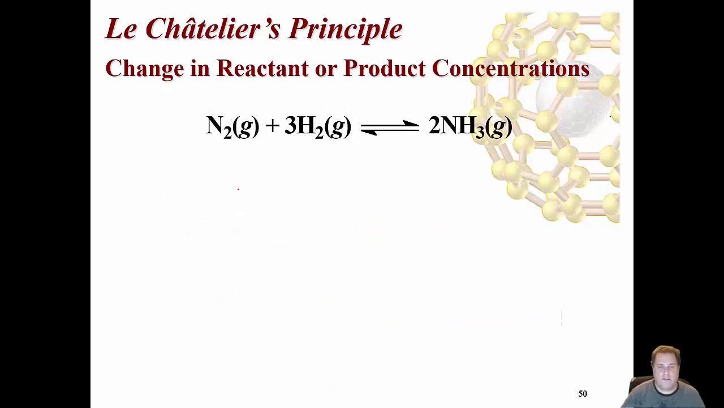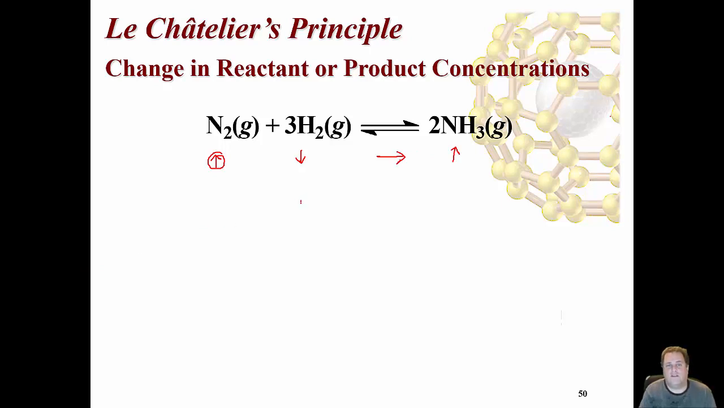Okay, so let's just look at each of these scenarios one by one. If we add N2, again, I'm going to circle the thing we changed because we really want to isolate the other ones. So our stress is too much N2. As we said, that's going to go down, this is going to go up. Another way to say that is equilibrium is shifted right.